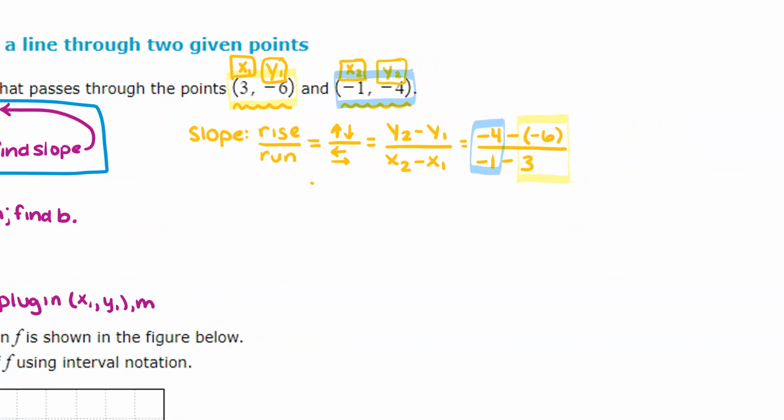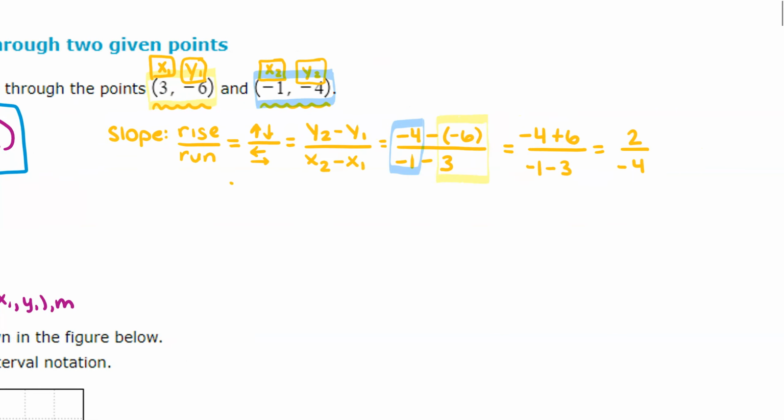And then we'll just do this calculation. So -4 subtract -6 turns into -4 plus 6. So that makes +2. And then -1 subtract 3 is -4. So if I simplify this, and again, if you don't remember simplifying, 2 goes into both of these. So I'm going to divide both of them by 2, and I get 1 over -2. And now that's a fine way to write your slope.